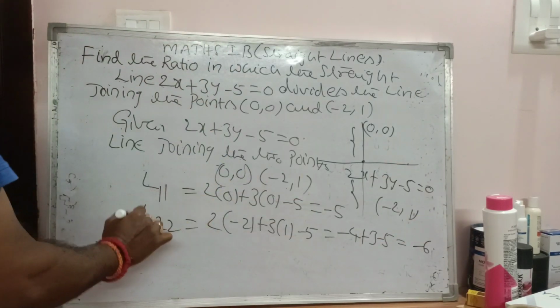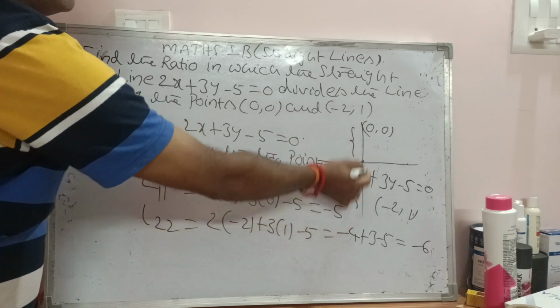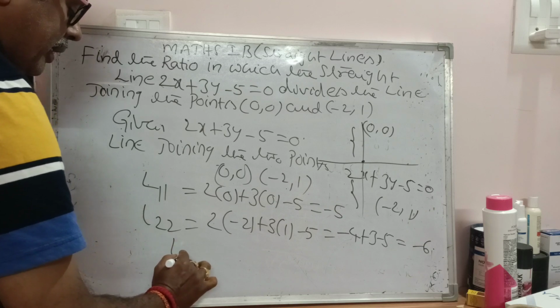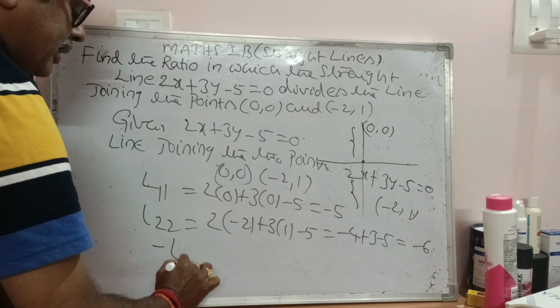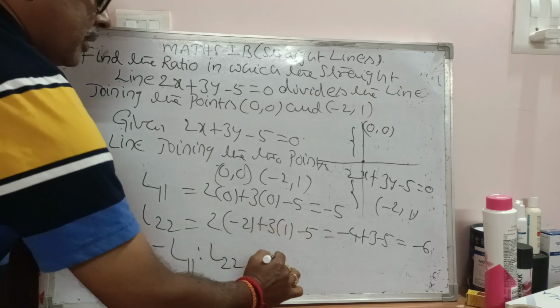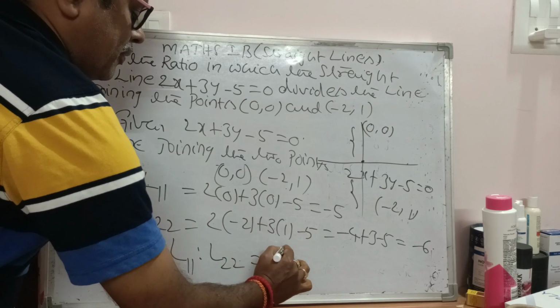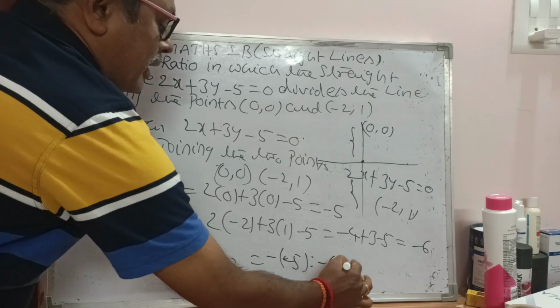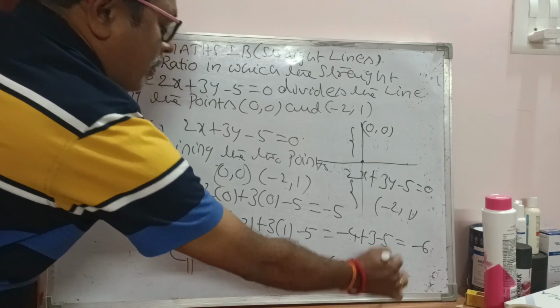Therefore, the ratio in which the given line divides the line joining these 2 points is -L11 is to L22. That is -(-5) is to -6, that is 5 is to -6.